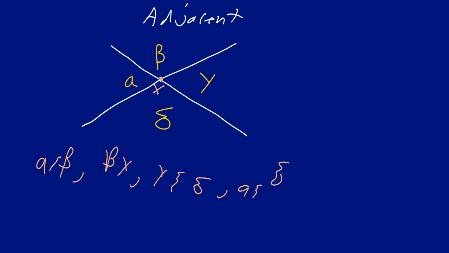So right here, alpha and beta share a side, alpha and delta share a side, beta and gamma share a side, and gamma and delta share a side. And they all have the same endpoint. They all have the same origin. And so when they're next to each other, they're considered adjacent.